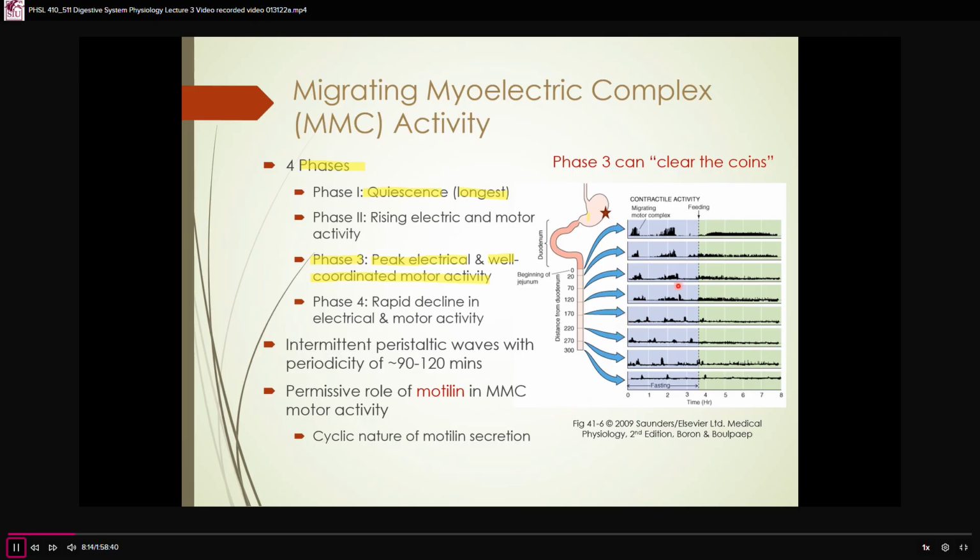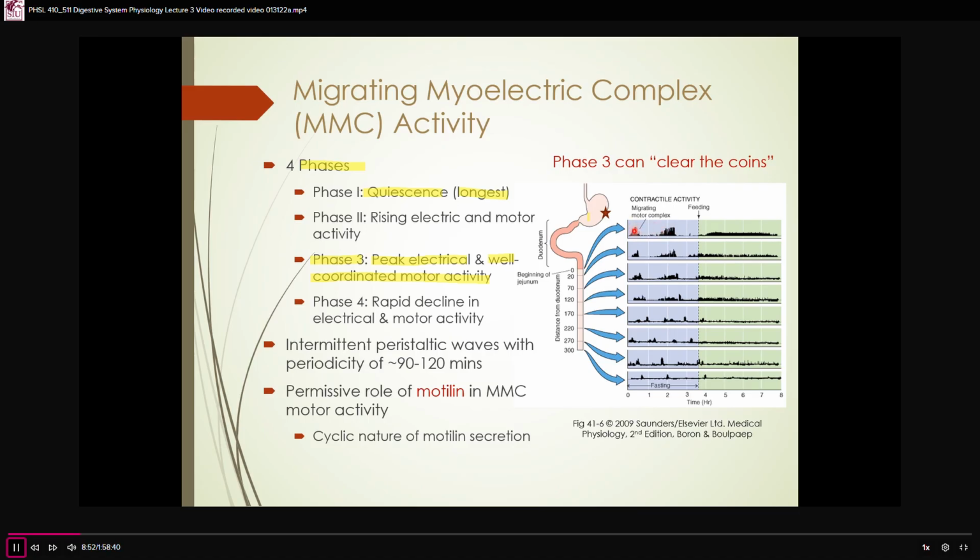Some textbooks will also discuss a phase 4, this little rapid period where you have a rapid decline of electrical and motor activity that then quickly brings you back to the baseline quiescence again. Many textbooks will just consider that part of the beginning of the quiescent period. The big thing is, if you look at any given place in the tract, these waves are going to go through that same region again and again, with a periodicity of about every hour and a half to 2 hours.